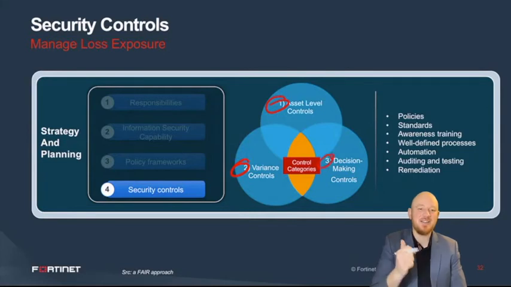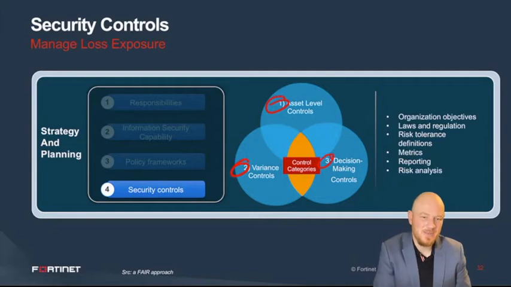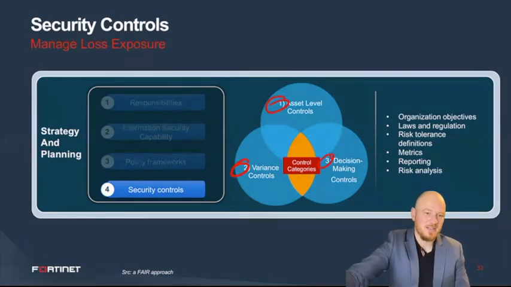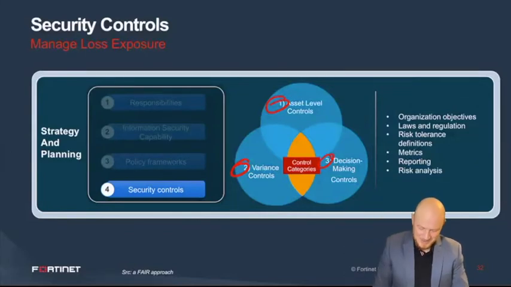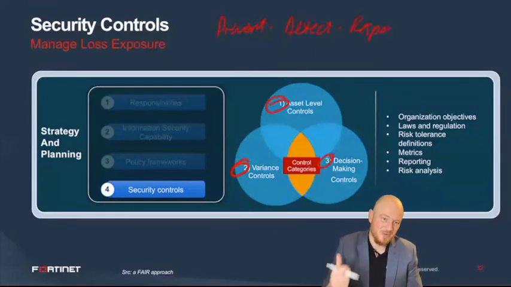And then we have the decision-making controls. We know that the board of directors will be held responsible. And the control is around those elements that enable the stakeholders to enforce their expectations and allocate resources to achieve their objectives. These include the organizational objectives, the laws and regulations, risk tolerance and definitions, the metrics reporting, and also the risk analysis. And we can always bring it back to the NIST framework, which is all around prevent, detect, and respond.